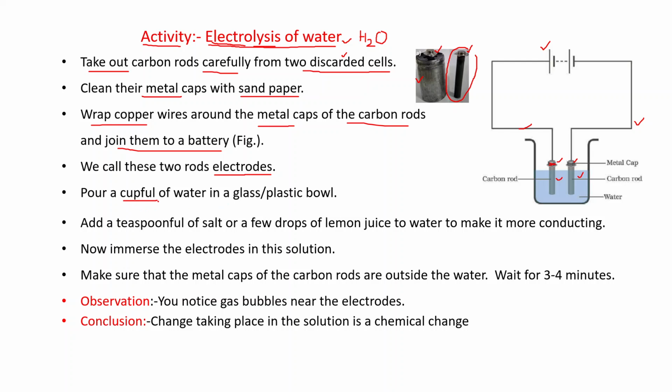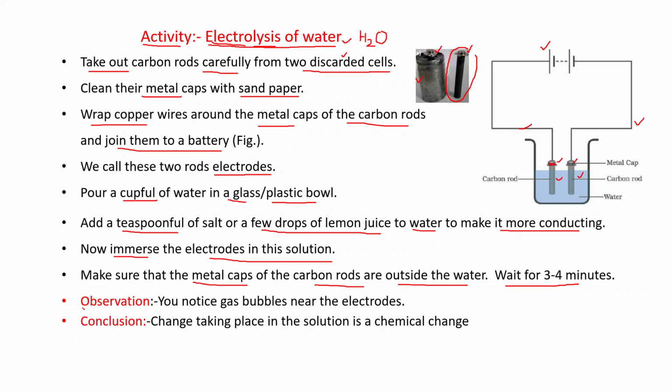Pour a cup full of water in a glass or plastic bowl. Add a teaspoonful of salt or a few drops of lemon juice to the water to make it more conducting. In the previous video, we discussed that water is a poor conductor of electricity, and to increase its conductivity, we can add salt or acid. Now, immerse the electrodes in this solution. Make sure that the metal caps of the carbon rods are outside the water. Wait for 3 to 4 minutes.